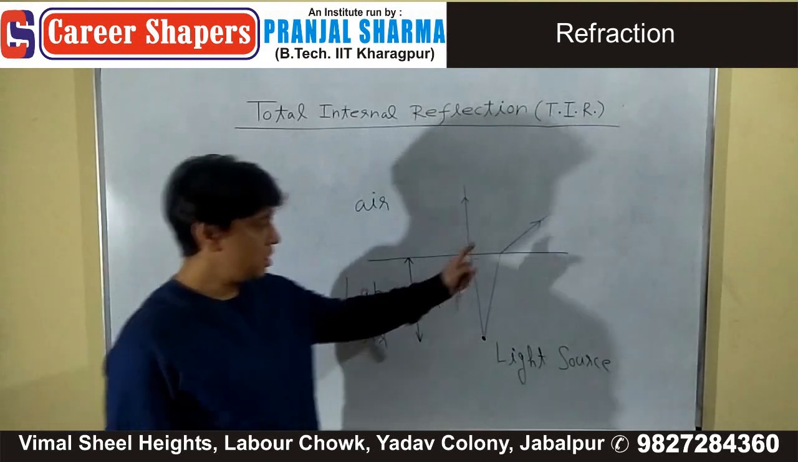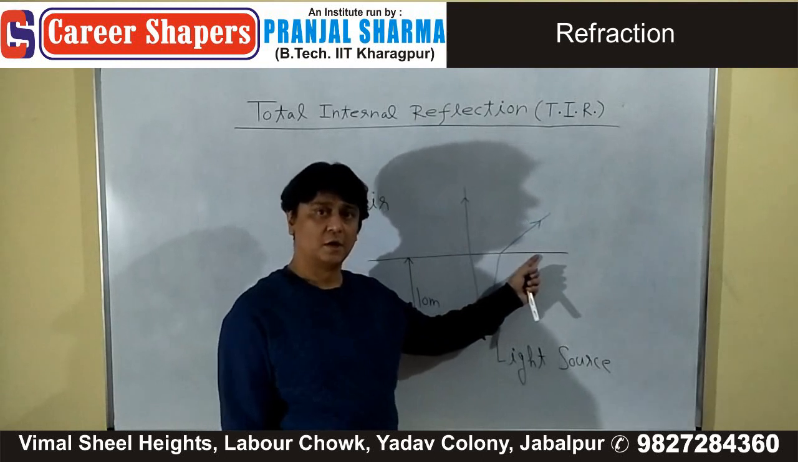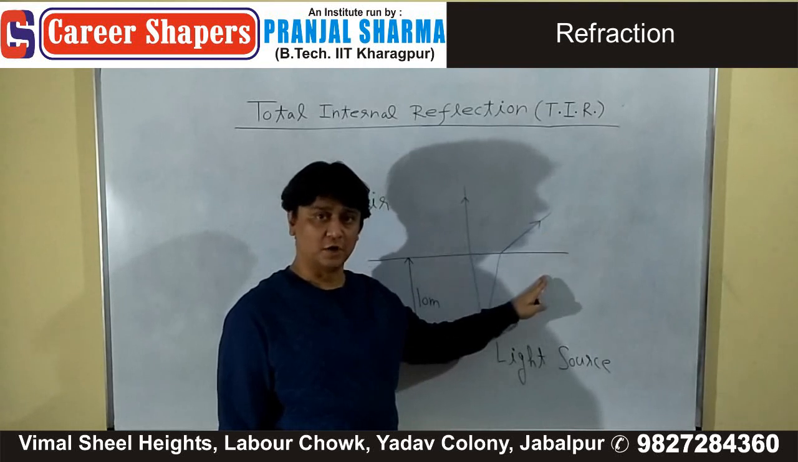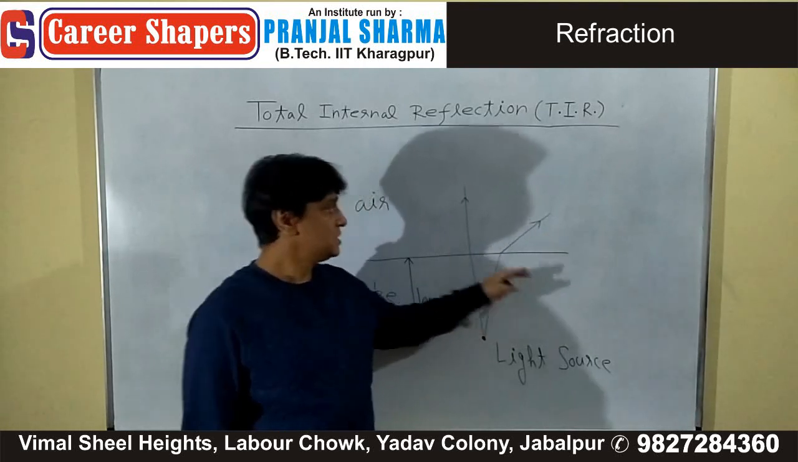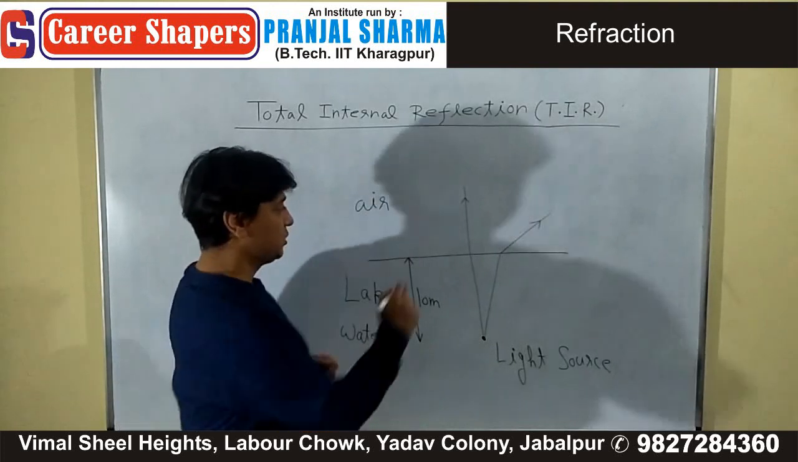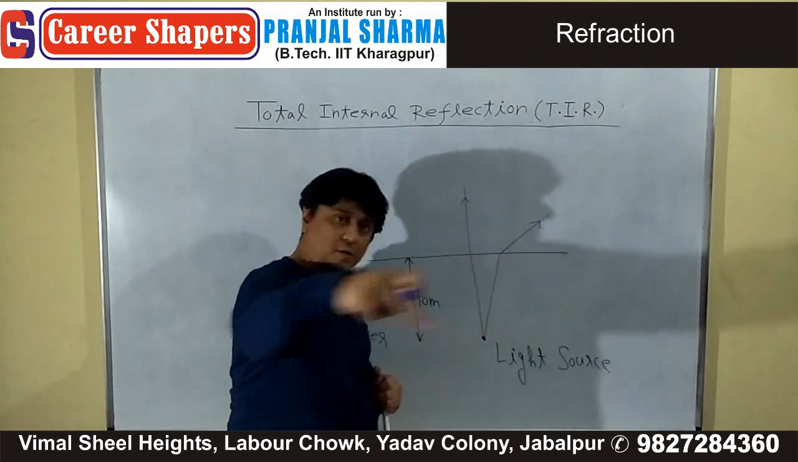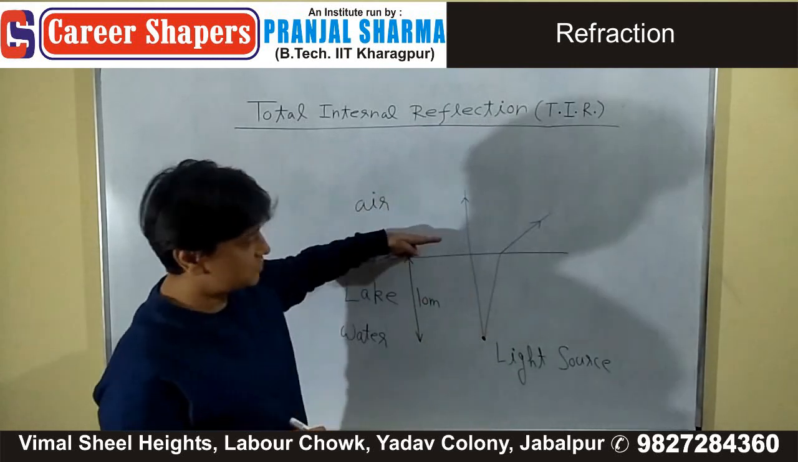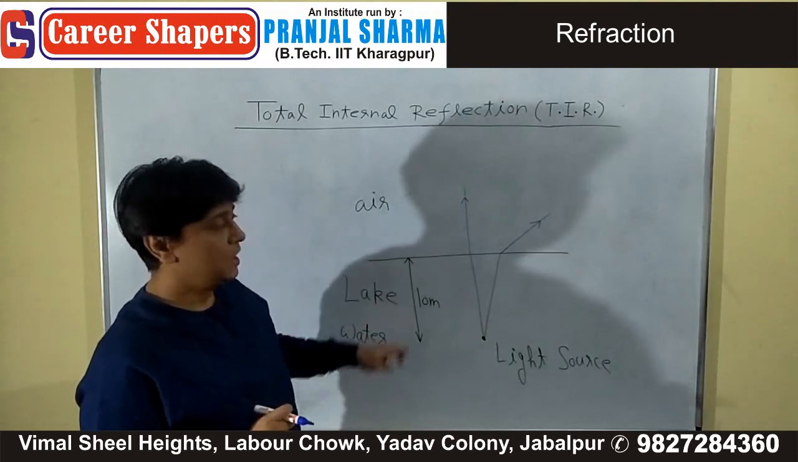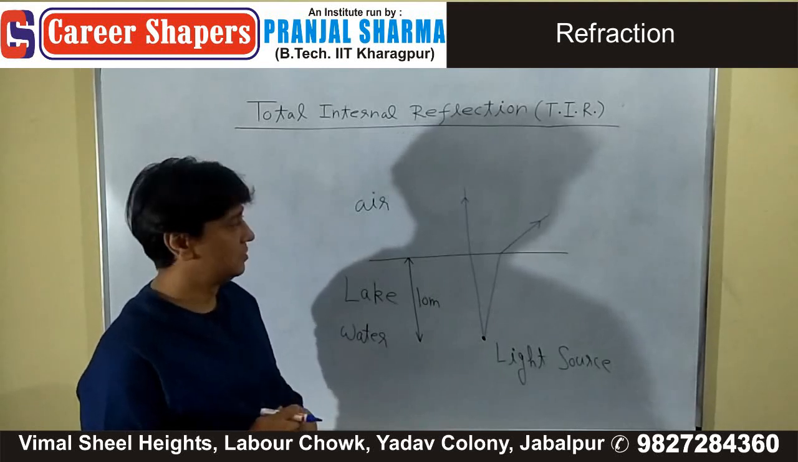but beyond a point, because of TIR, no light rays can enter into air from water, and therefore somebody looking from outside will find that you have a circular patch or circular bright spot at the surface of the lake from which only light rays are coming out. Question is, we need to find area of that circle.